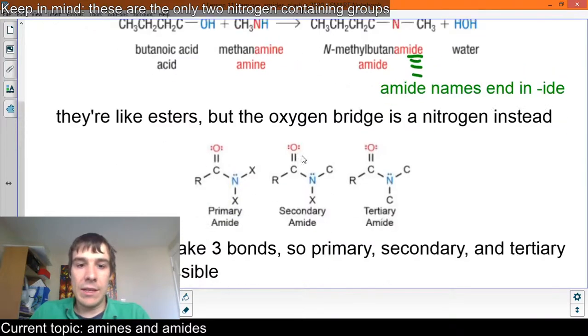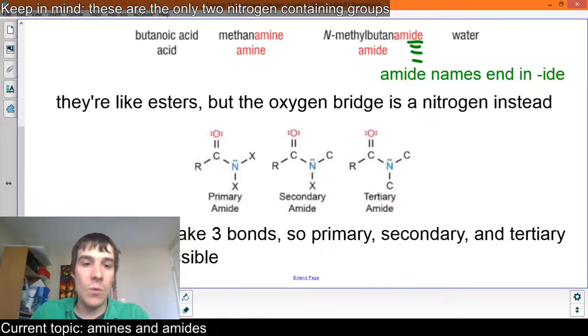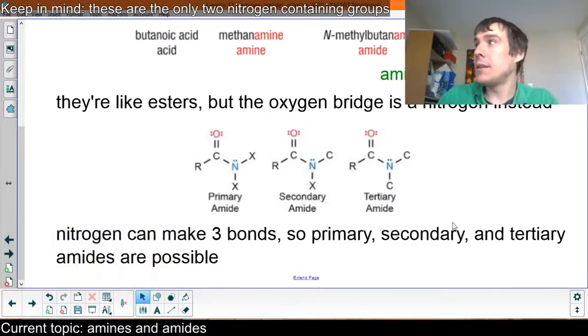One thing to note is that tertiary amines won't form amides because there's no hydrogen to lose. You need to lose that hydrogen to make the water, so a tertiary amine won't make an amide. But you can make primary, secondary, and tertiary amides, right?